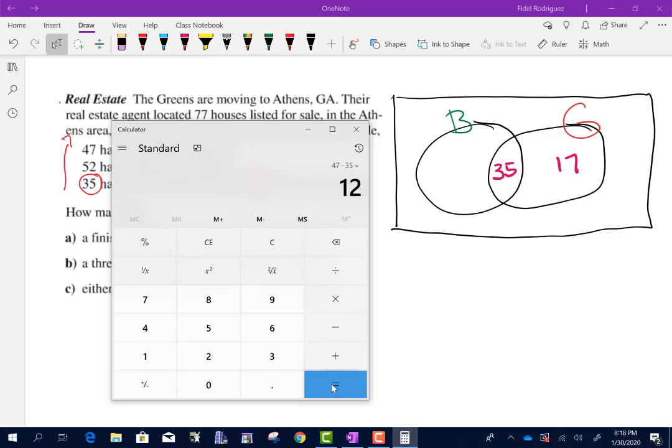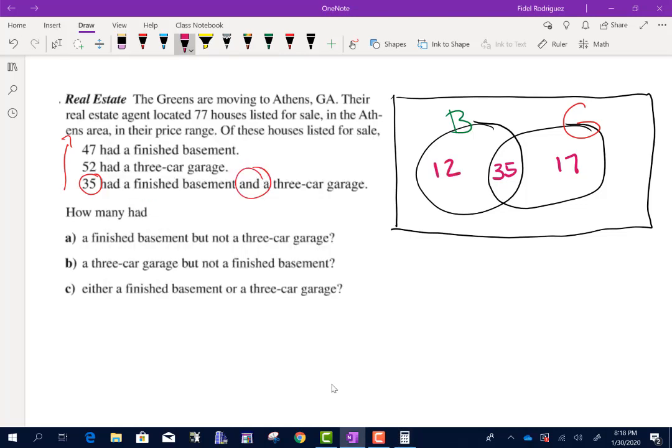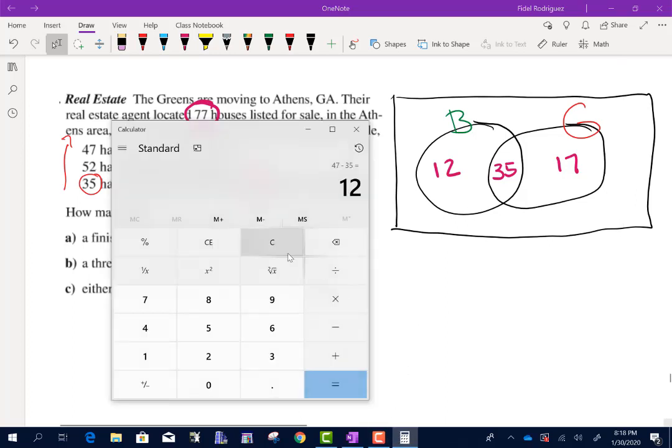That's going to leave me with 12. 12 is going to go right here. Okay. Now, one thing I want to note, look how many houses they searched. They found 77 houses, okay? So the first thing I'm going to do is take my calculator again. I'm going to add these numbers up.